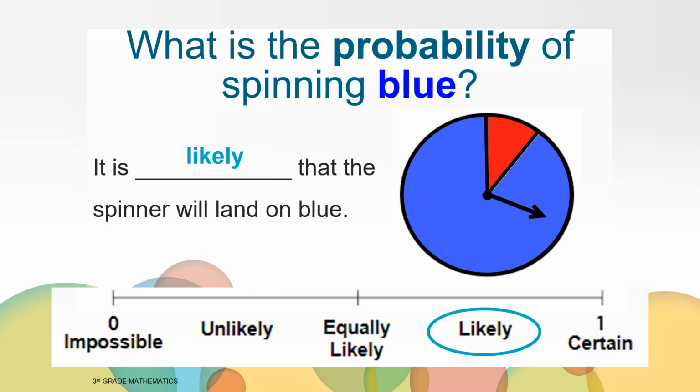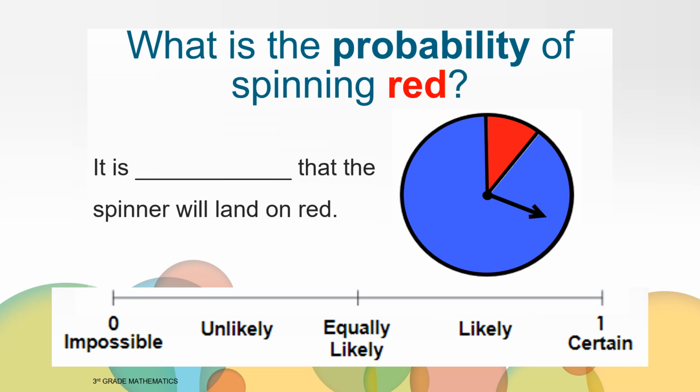You may have said that it is likely because the part of the spinner that is blue is much, much larger than the part that is red. Again, you may have noticed that the blue part of the spinner is more than half of the entire spinner. Now let's talk about the probability of spinning red. What is the probability of spinning red? Write down which word you would use to describe the probability of that happening, and then practice using that word in the sentence frame on the screen.